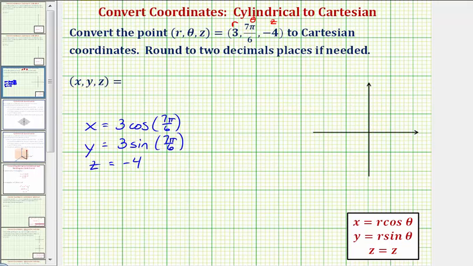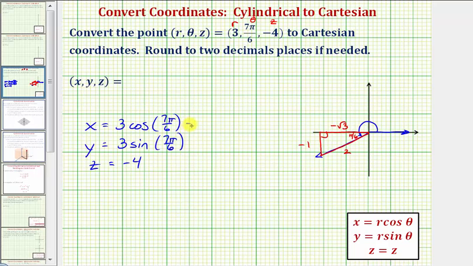7 pi divided by 6 radians terminates in the third quadrant here, where we'd have a reference angle of pi divided by 6 radians, or 30 degrees. 7 pi divided by 6 is equal to 210 degrees. So the reference angle is pi divided by 6, or 30 degrees. So we have a 30, 60, 90 reference triangle. We can label the sides 1, 2, and square root 3. But because we're in the third quadrant where x and y are both negative, both legs would be negative.